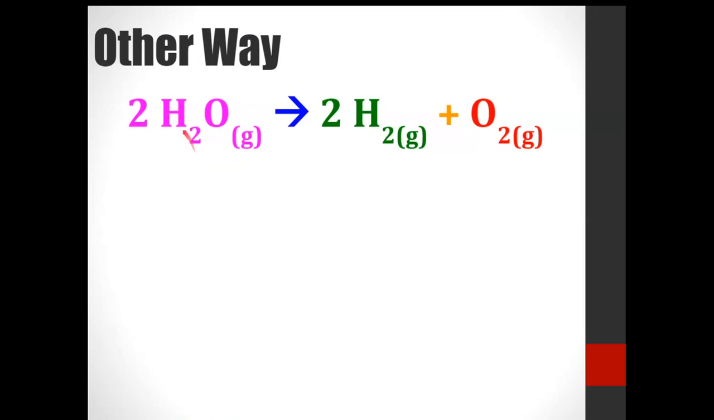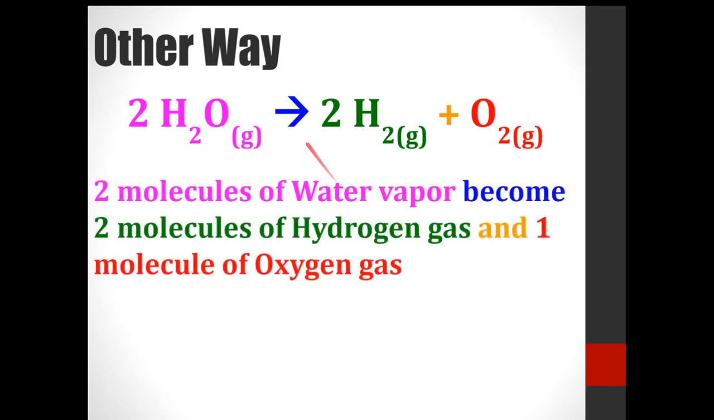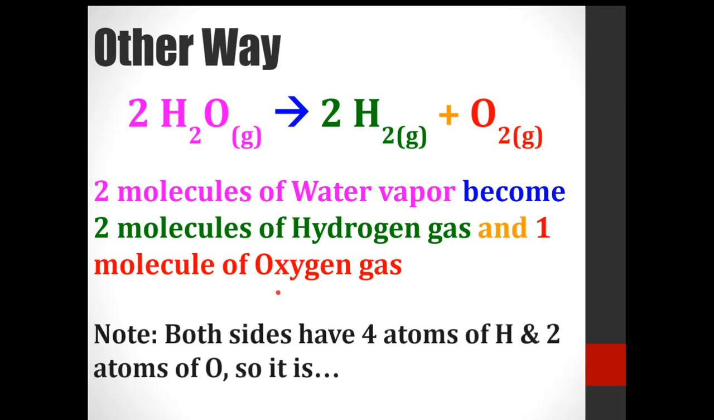Going the other direction. If I have the chemistry already and I want it in English, don't be fancy. Don't make your life harder. Start at the beginning and work your way to the end. 2 molecules water gas become 2 molecules hydrogen gas and oxygen gas. Specifically 1 molecule oxygen gas. So remember, we don't write the number ones. So again, 2 molecules water vapor or water gas become 2 molecules hydrogen gas and 1 molecule oxygen gas. Piece at a time, one and the other. And you just translate as you go.